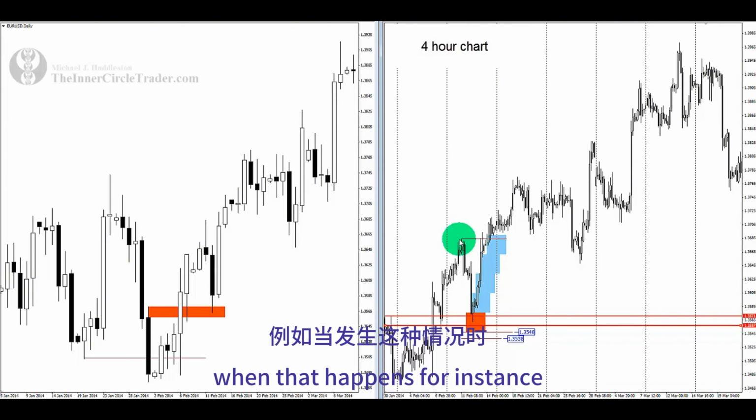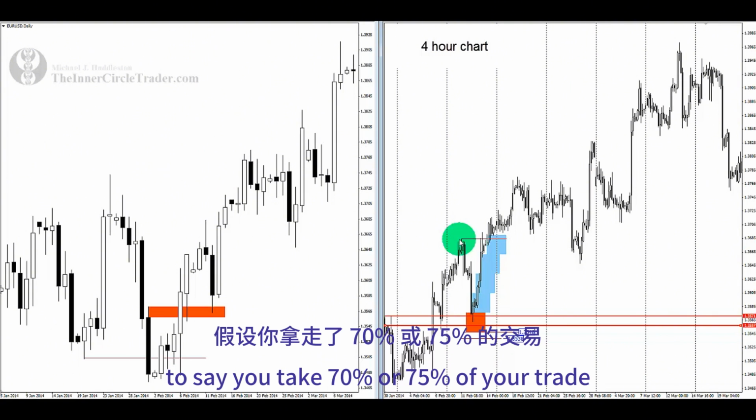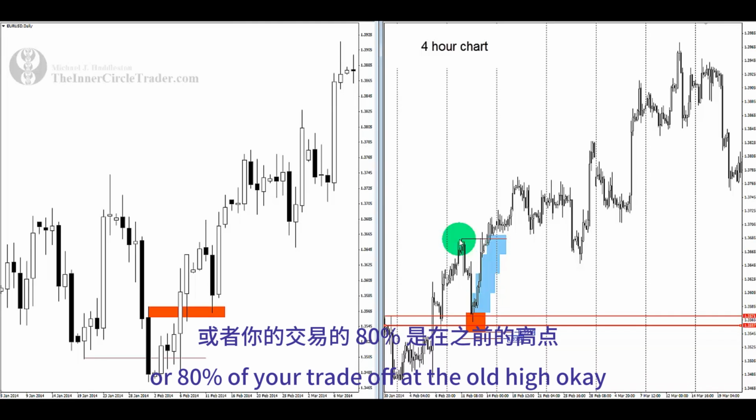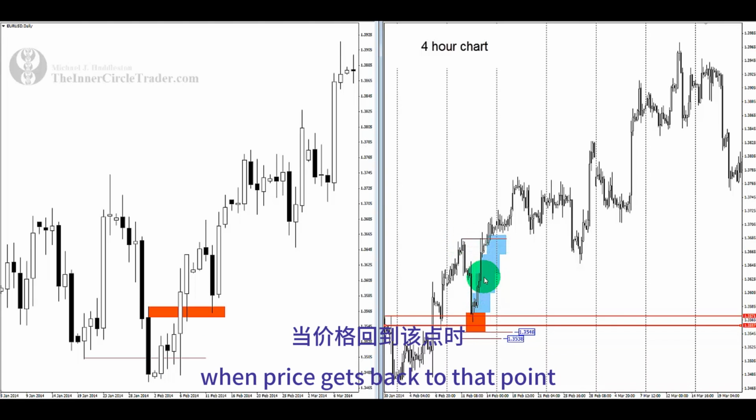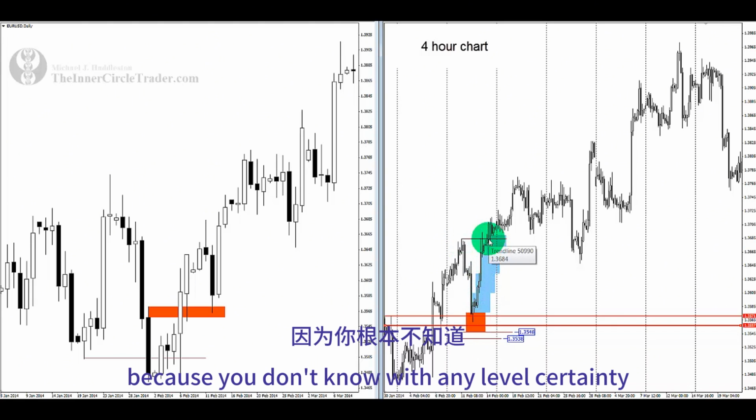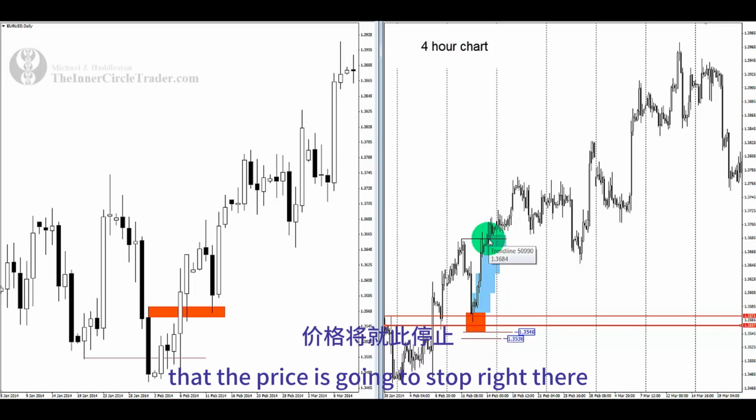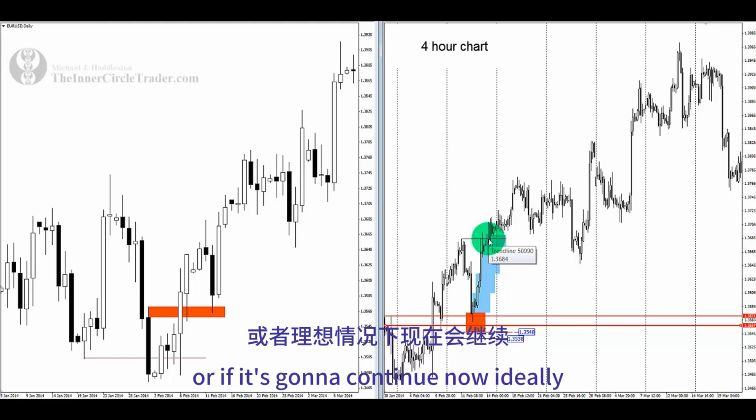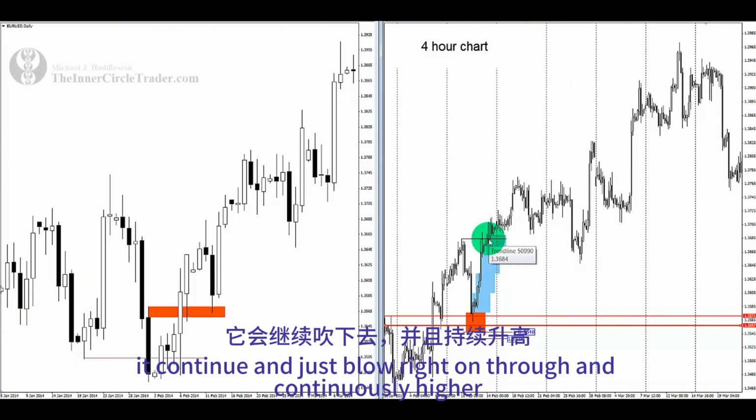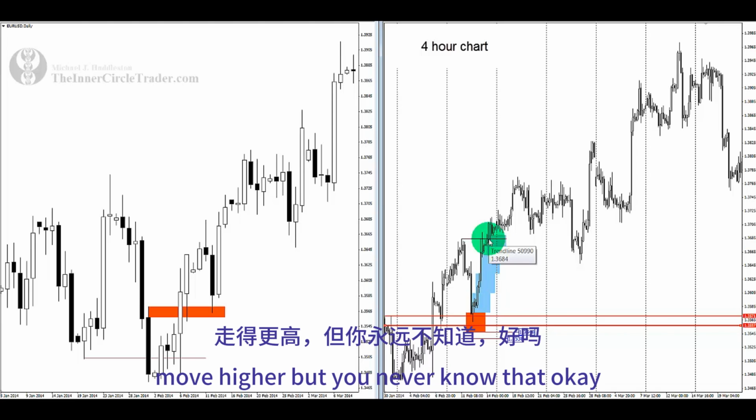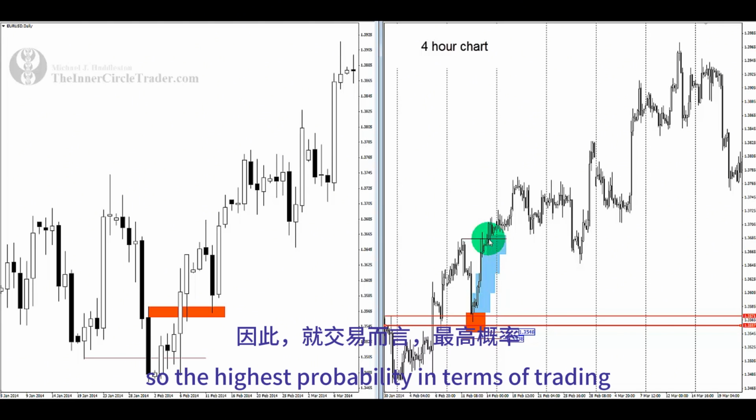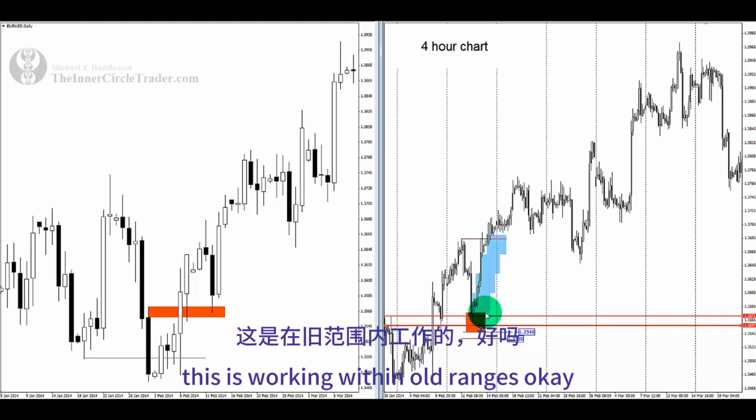Now, you take out the largest portion of your position at the high. Okay, when that happens, for instance, let's say you take 70% or 75% of your trade or 80% of your trade off at the old high. When price gets back to that point, you don't know with any level of certainty that the price is going to stop right there or if it's going to continue. Now, ideally, we would like to see it continue and just blow right on through and continuously move higher, but you never know that. So the highest probability in terms of trading is working within old ranges.